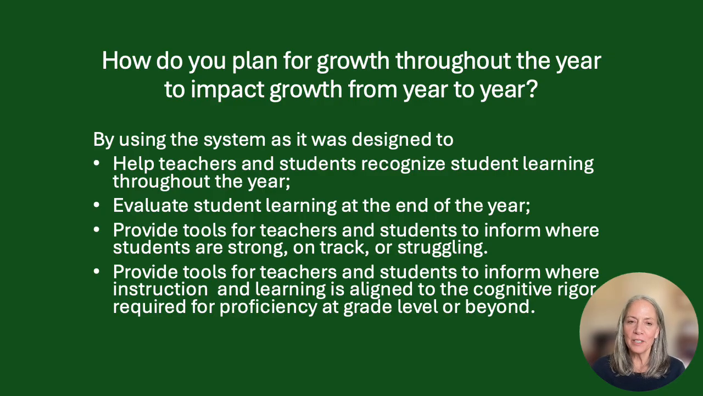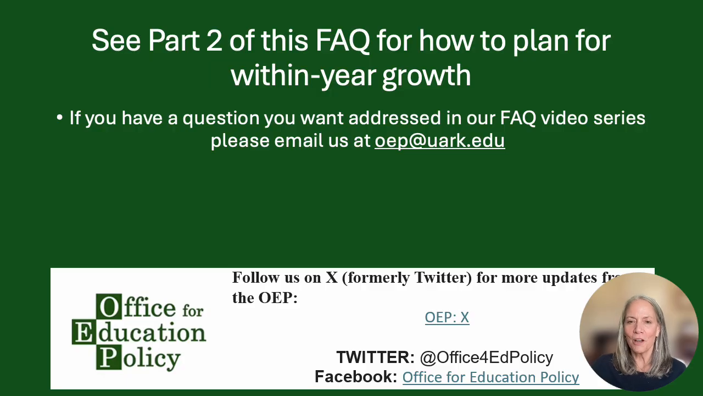So if we're using this system as intended, then we should be able to gauge progress during the year, and that should impact progress from year to year or growth from year to year. In part 2, we're going to talk about how do you plan for within-year growth and what are some of the strategies you can use to make sure students are growing appropriately during the year to make the most of the opportunity they have to learn while they're with you.